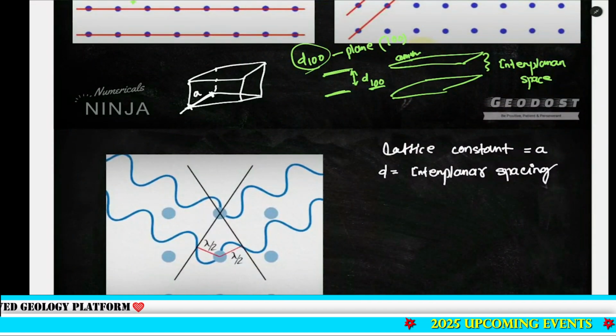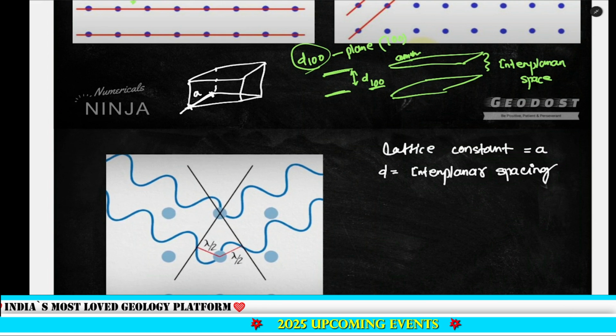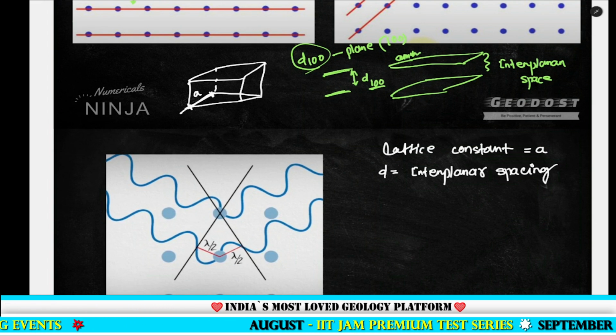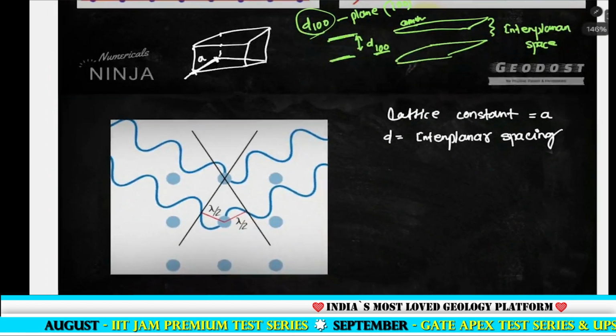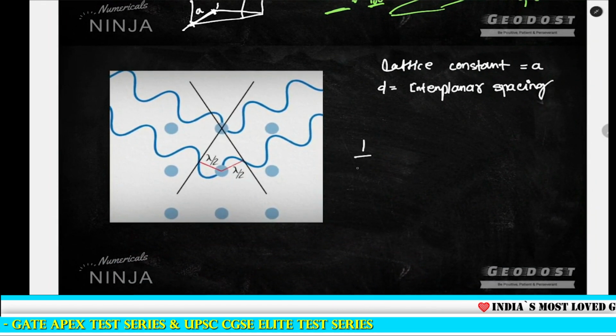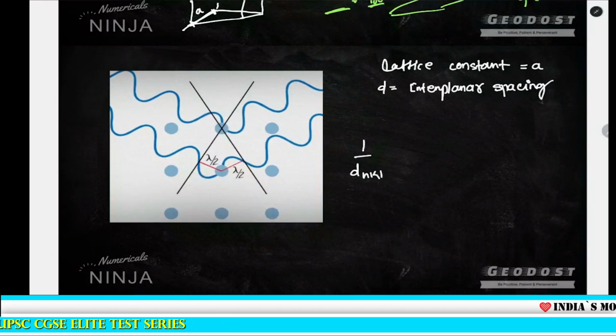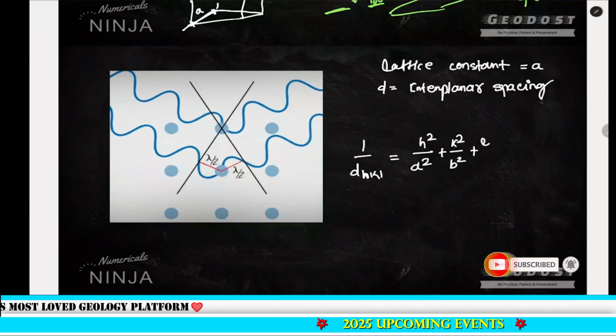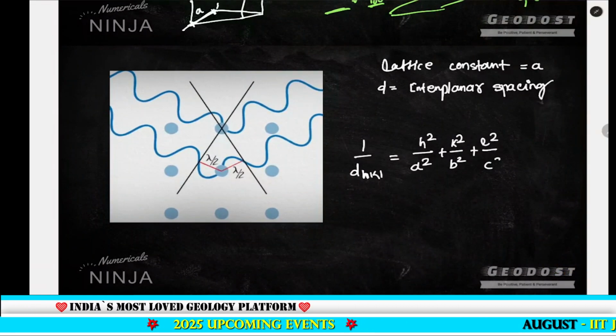And in most cases, if you look at cubic, in cubic cases this is the same. The edge will be the same thing. Okay, so now come to one another part, then we will go to Bragg's law and all the things. Simply 1 by d_hkl squared, hkl meaning the Miller index of the face, is equal to h square divided by a square plus k square divided by b square plus l square divided by c square.